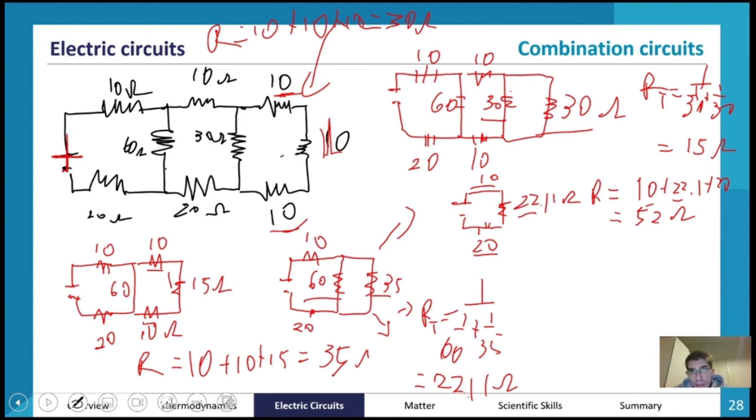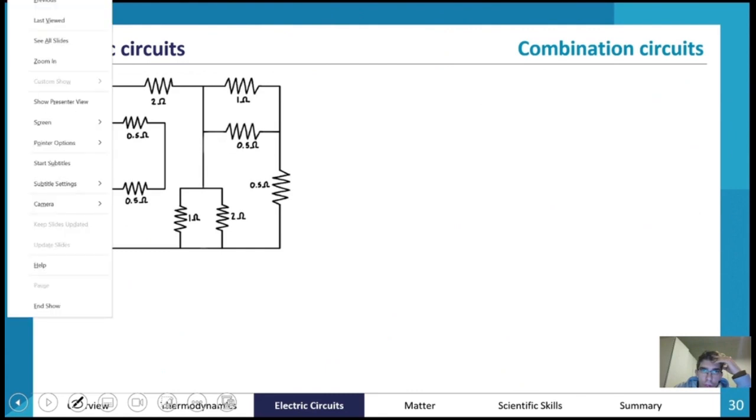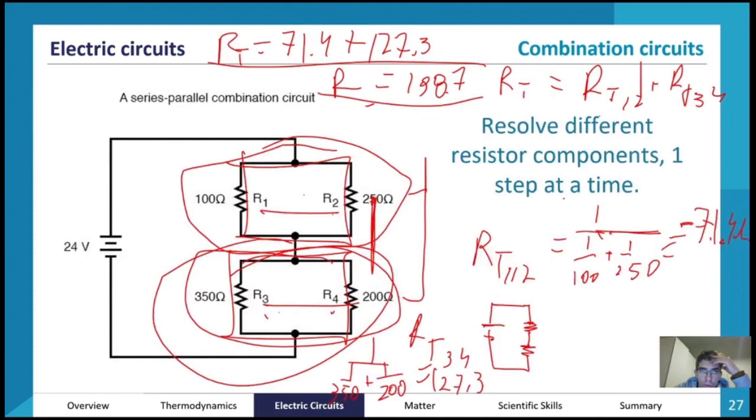Does that make any sense, guys? I encourage you to use the chat box function and I can answer your questions. Because the other two that we're going to look at right now are quite a bit more difficult.